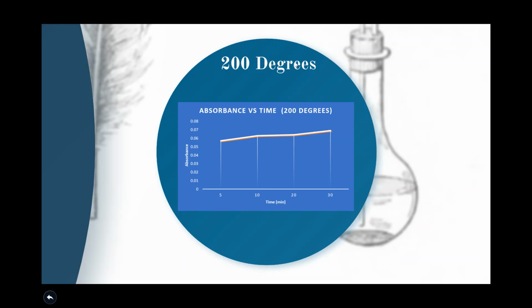At a temperature of 200 degrees, we saw that the absorbance was constant for all the different times that we placed the mixtures in the oven, and the absorbance was also really low, which means that the concentration was much lower. That led us to think that at 200 degrees, after 5 minutes, all of the dye was already removed by pyrolysis from the mixtures.